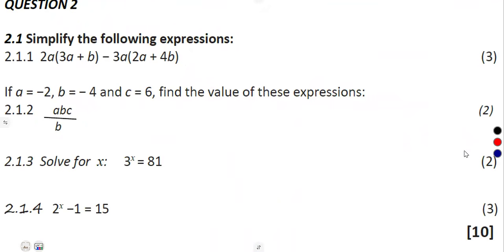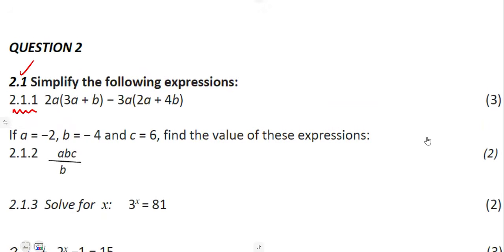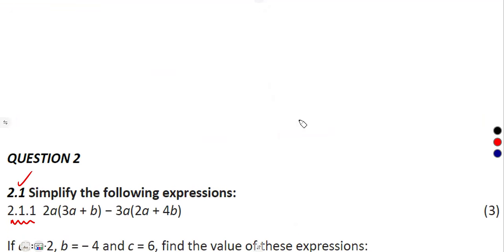All right, that was fair enough. Then question number 2, on this question paper, we've done some of the questions before. Anyways, let us see. Question number 2 was to simplify the following. On 2.1, simplify the following expressions. 2.1.1, there are brackets there, so definitely we just need to expand our brackets and collect the like terms.